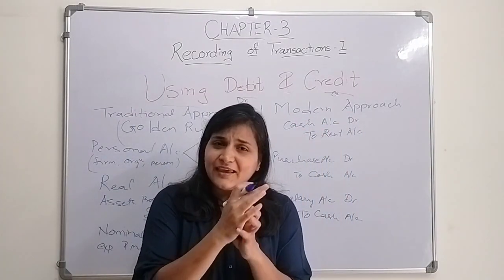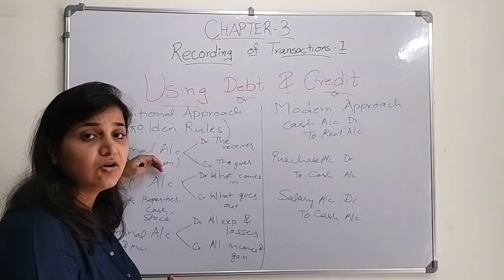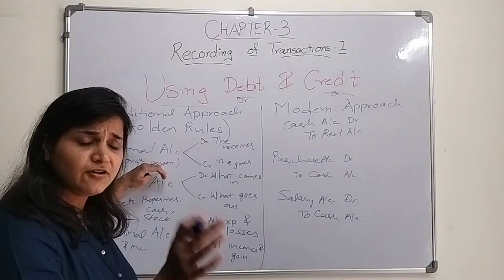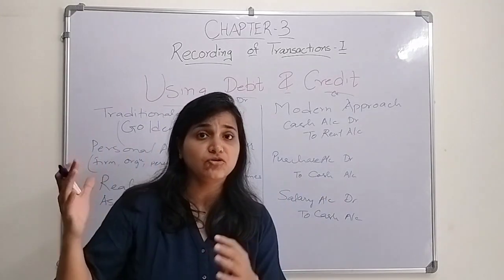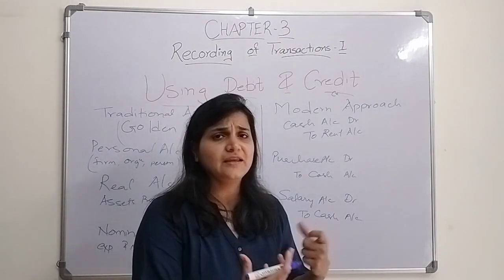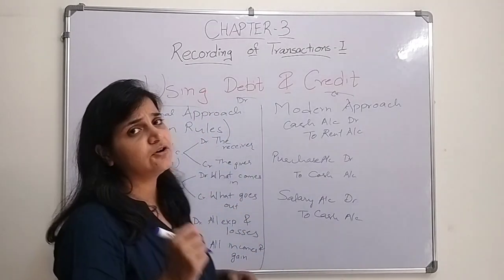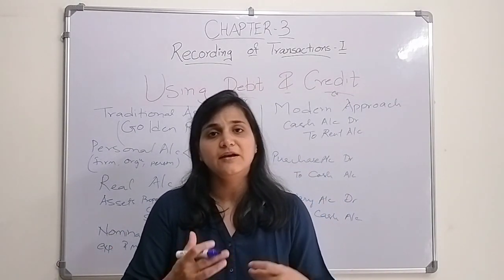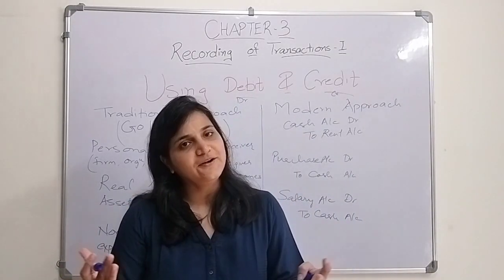Any transactions that you are dealing with are going to belong to the personal account, real account, or nominal account. And these are the golden rules. Whenever you are dealing with a transaction, ask yourself: does this belong to a person? Does this belong to my assets or properties? Or does this belong to expenses, incomes, gains or losses? Whatever it is, deal with it. Personal account: debit the receiver, credit the giver. Real account: debit what comes in, credit what goes out. And nominal account: debit all expenses and losses, credit all incomes and gains.